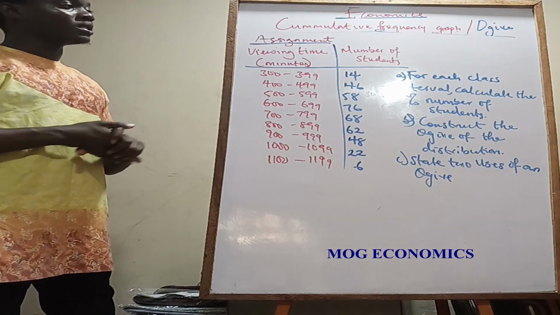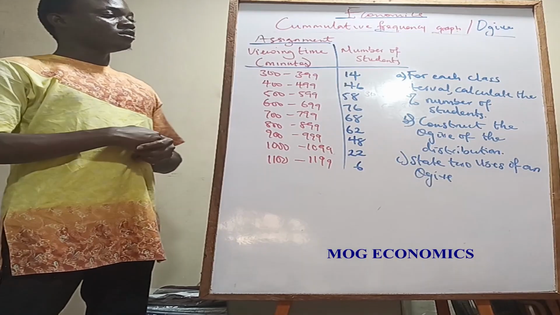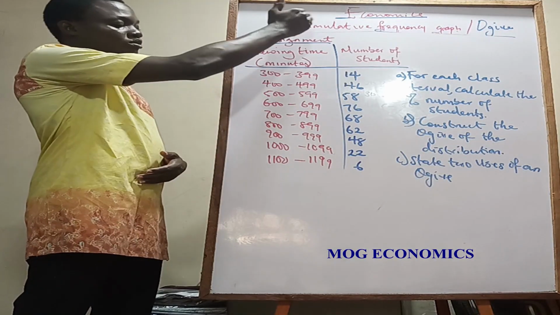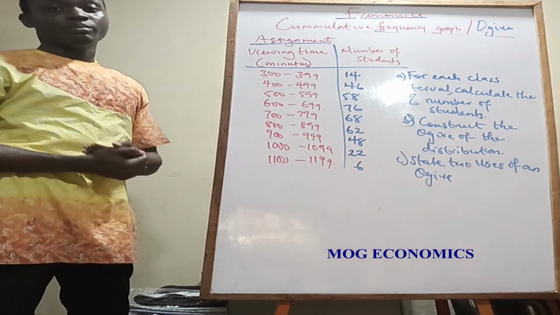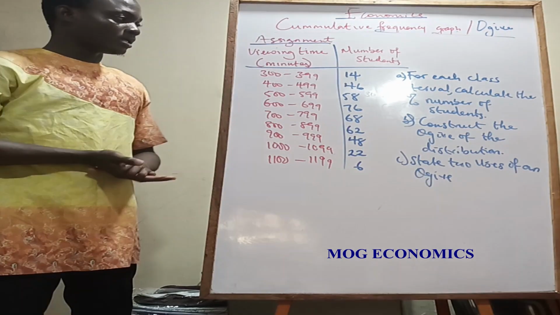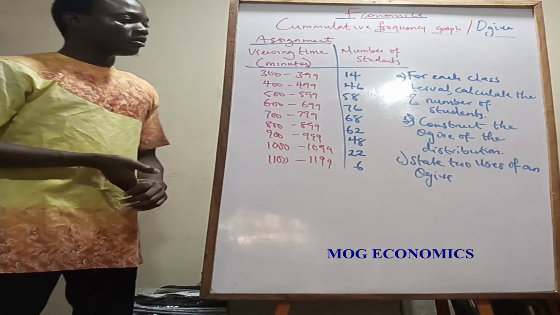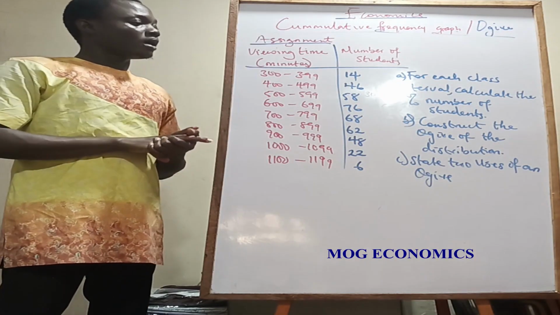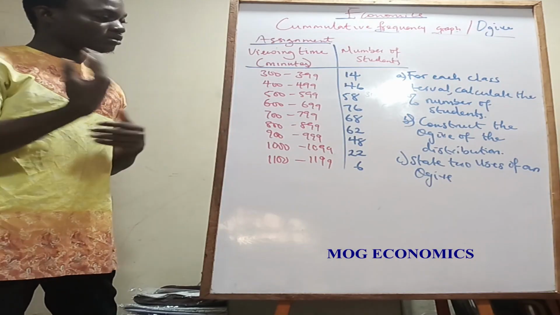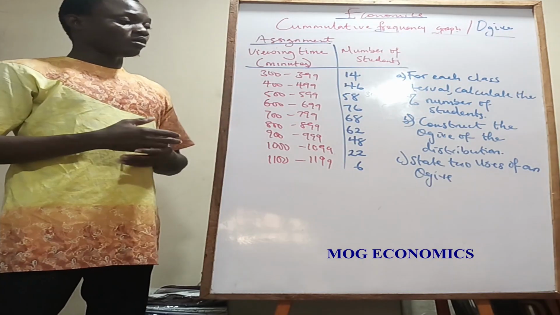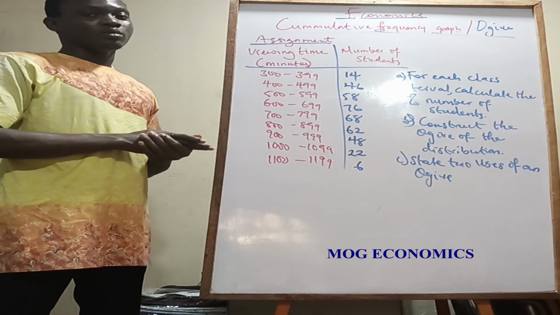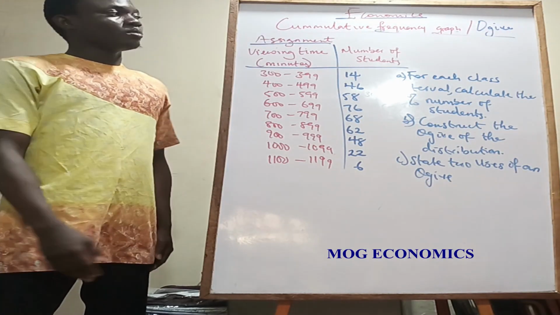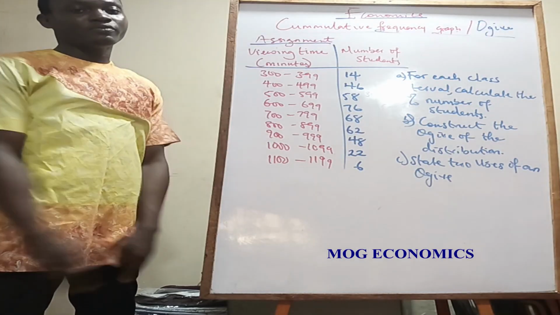The first question: for each class interval, calculate the percentage number of students. It's not hard. 14 divided by the total, times 100 over 1. But make sure you write your formula, because that also takes marks. B, construct the ogive of the distribution. You know what to do: find your cumulative frequency, then find the class boundary. And C, state 2 uses of an ogive. Browse, research, and read one or two things about it, and find out why we even construct an ogive in the first place.